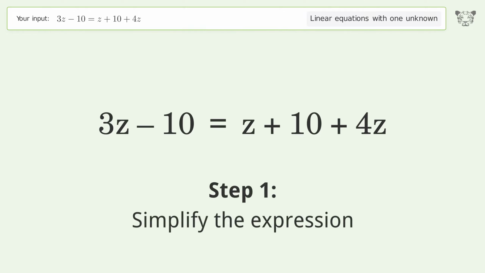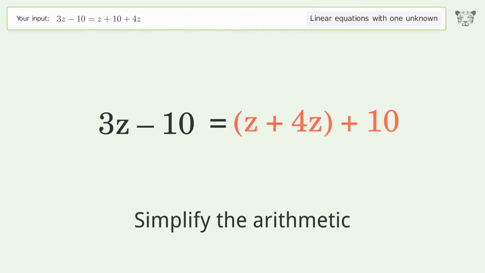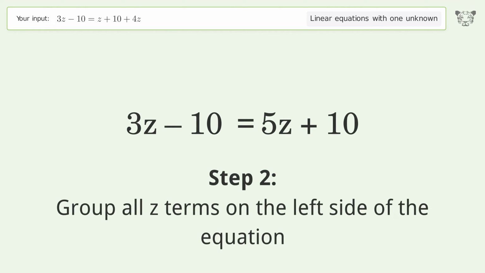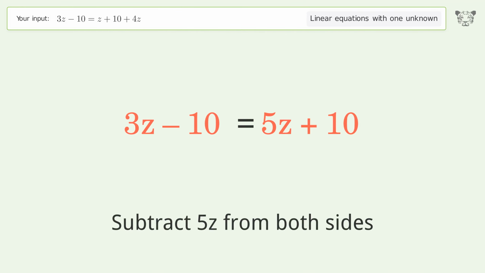Simplify the expression. Group like terms. Simplify the arithmetic. Group all z terms on the left side of the equation. Subtract 5z from both sides.